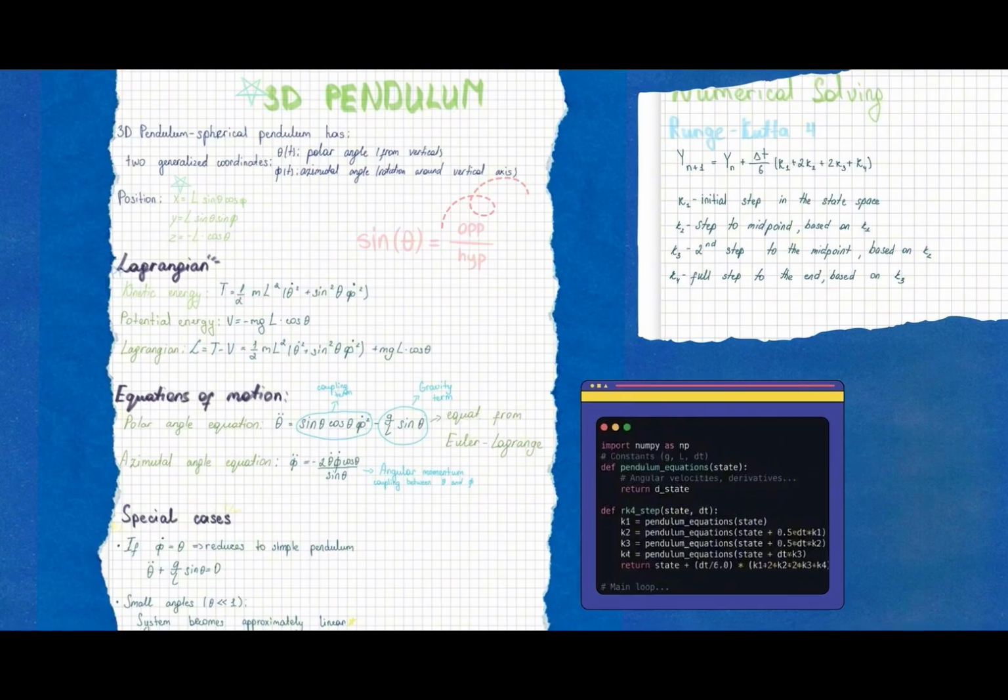Because of this, using x, y, z becomes complicated. We would always need to enforce this constraint. Instead, we use angular coordinates, which naturally include this condition. We define two angles: theta, the angle between the rod and the vertical direction, and phi, the rotation around the vertical axis. With these two variables, the position of the pendulum is fully determined, so instead of tracking position directly, we track how these angles change over time.